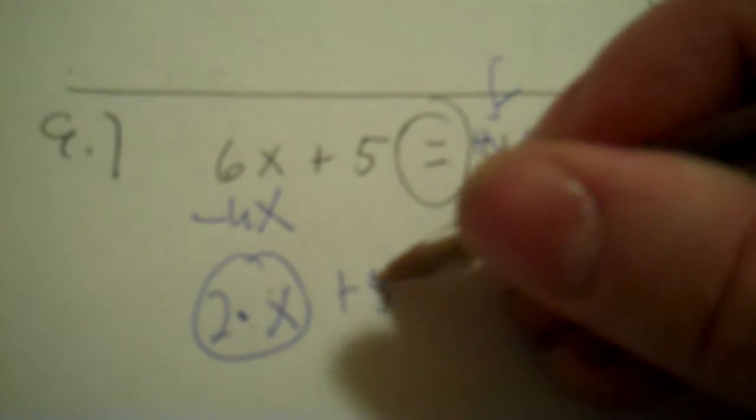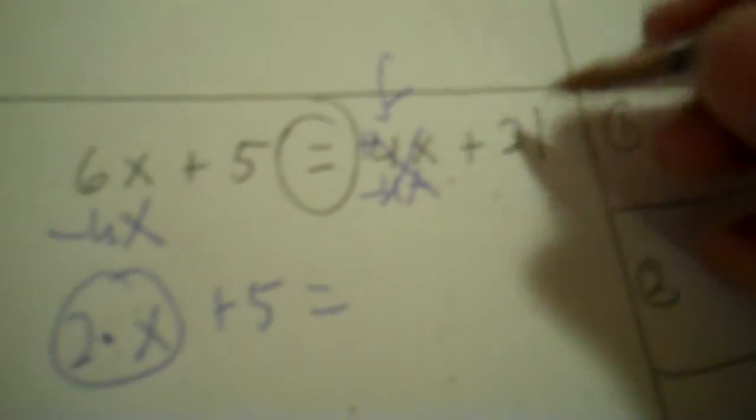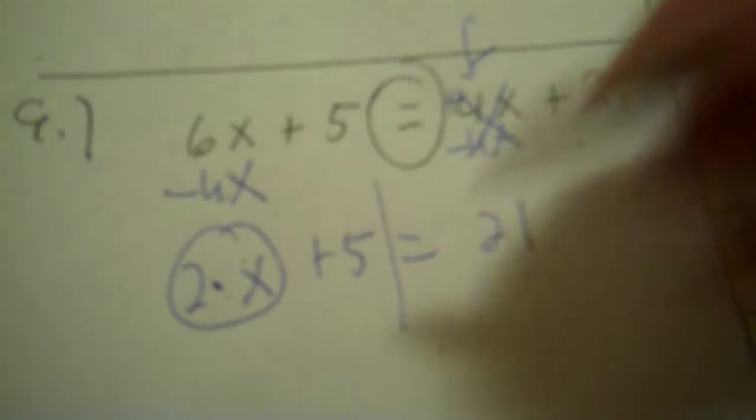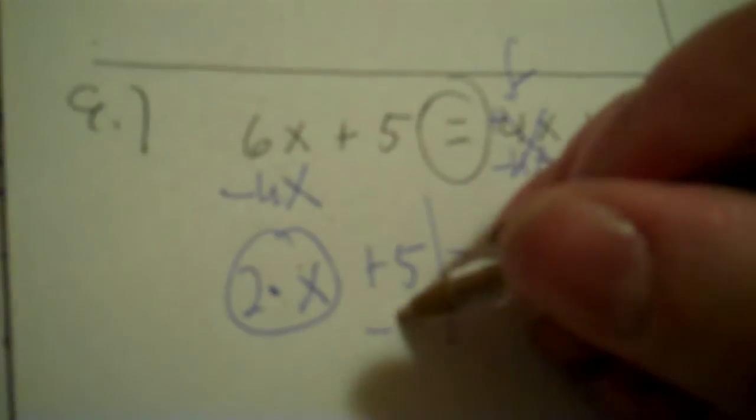6 minus 4 is 2. 2 times x plus 5 equals, don't put the plus, just put 21, because if you put a plus in front of it, your calculator's not going to like that. Okay, so plus 5, and then you're still there. You're going to minus 5, and you're going to divide by 2. So minus 5, minus 5. 21 minus 5 is 16, and then I divide by 2. 16 divided by 2 is 8. Okay.